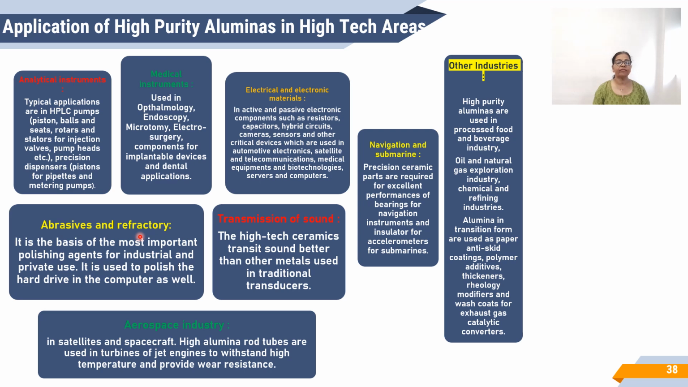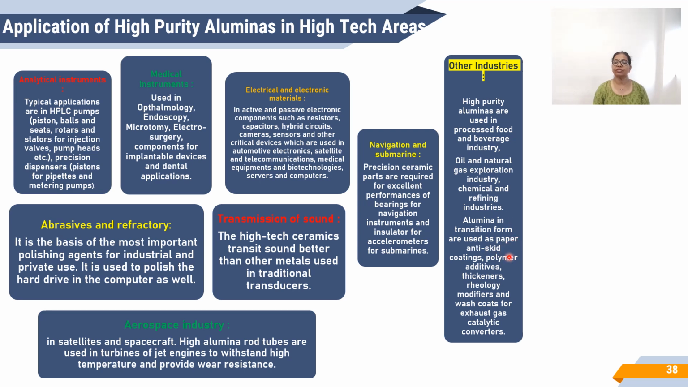In abrasives and refractories, it is the basis for most important polishing agents for industrial and private use. It is used to polish the hard drive in the computer as well. They are also used in aerospace industry, in satellites and spacecrafts. High alumina rod tubes are used in turbines of jet engines to withstand high temperature and to provide wear resistance. And the other industries where high aluminas are used, they are used in processed foods and beverage industry, in oil and natural gas exploration industry, in chemical and refinery industries.